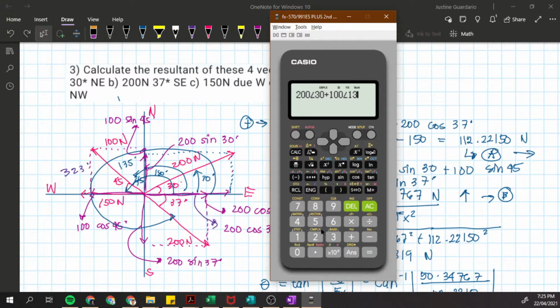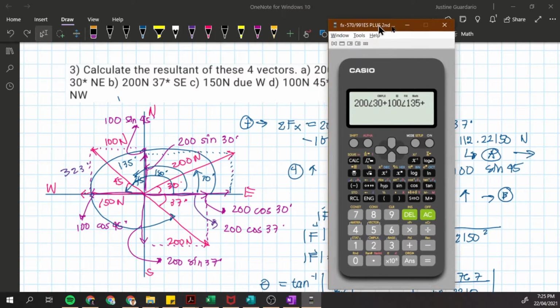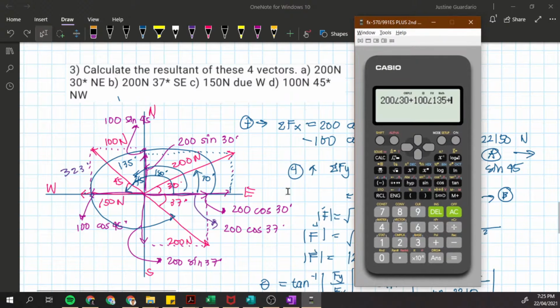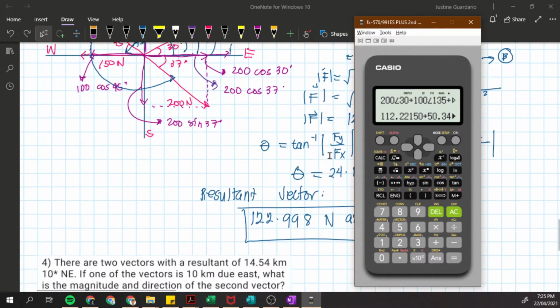Okay? Plus, meron tayong next vector na 150 Newton na towards our west. So, we just need to add it 150. At ang angle na yon ay 180 degrees. Kasi straight line siya. Lastly, we have our vector na 200 Newton na ang angle ay 320 degrees. Okay? Tapos, just click equal. Ito yung lalabas. It is an A plus BI form.